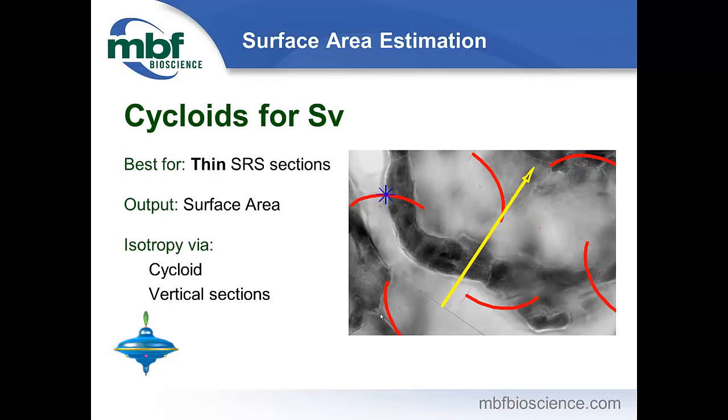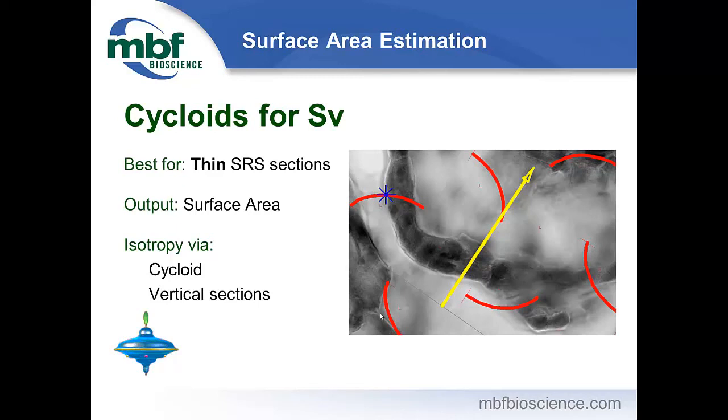So in the case of surface area estimation on thin sections, for you guys out there in the lung stereology world, this is probably a probe that you're a little bit more familiar with. You can use a probe called cycloids for SV. This uses thin SRS sections and gives you surface area as your output. And we're going to achieve isotropy both via the sectioning method and via the probe. So we're going to use vertical sections, and we're going to indicate the vertical axis of the section plane.